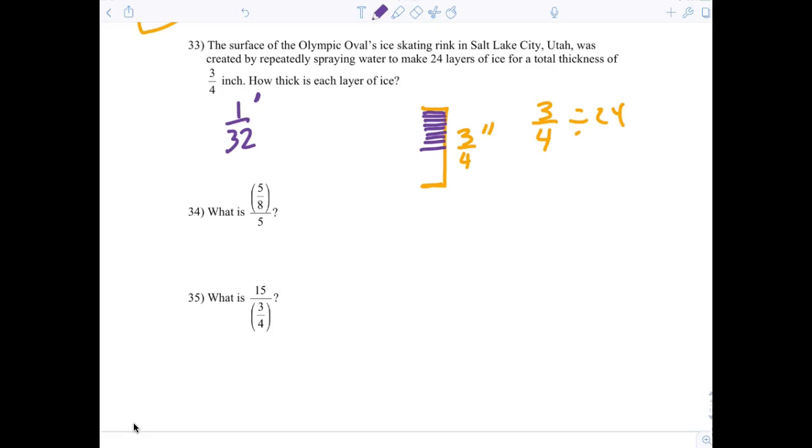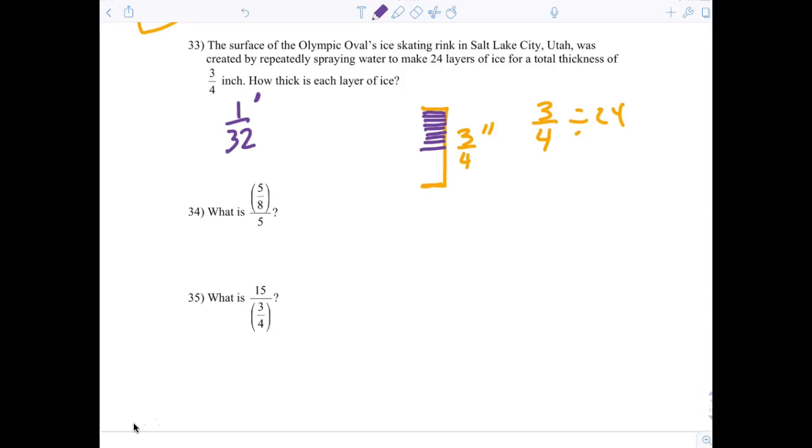Is everybody with me? Now, to check your answers, I want everybody to take 1/32 on your calculator. How many layers are there? So multiply that by 24 and tell me what you got. It should be what? Try it again on your calculator. If you didn't get 3/4, you didn't do it correctly. I said to take 1/32 and multiply it by 24. And it should be 3/4.